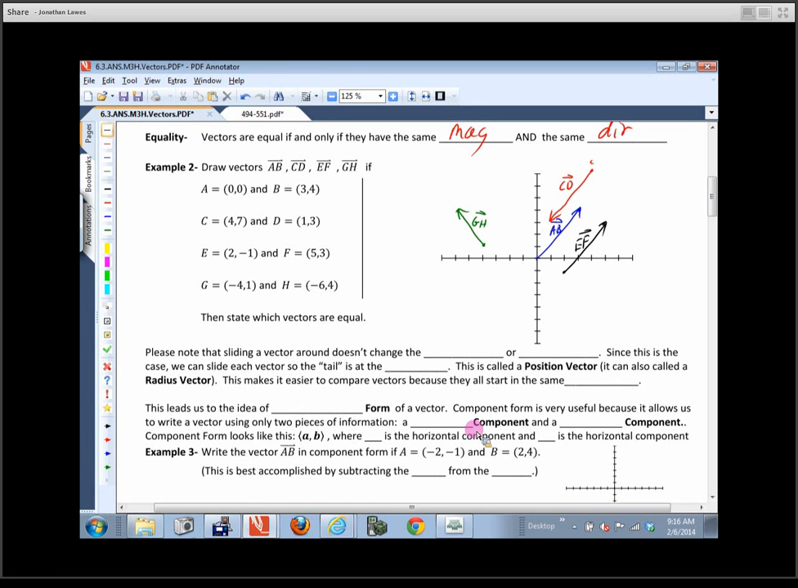Okay. Any questions there? Pretty easy, right? Okay, let me ask you this. Can I do this? Okay, this is H and this is G. So could I say HG and put the arrow over it like that? Why not? Brandon?